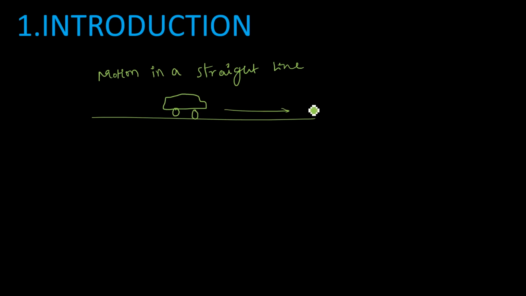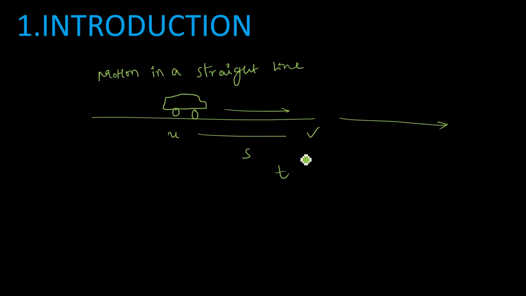So the initial velocity of the body will be there, the final velocity of the body will be there. It is moving a certain distance in a certain time. With all these quantities we consider, the body is moving in a single path. Along the x-axis we can consider that as motion in a straight line.